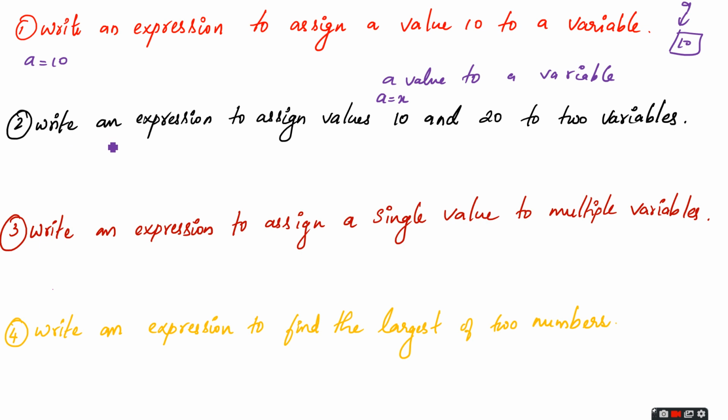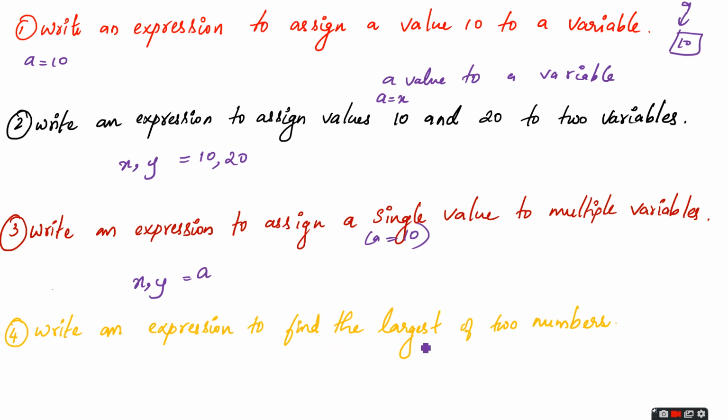That's it. Now next, write an expression to assign values 10 and 20 to two variables. That means I want to assign the value 10 and 20 to two variables. You can take the two variables as x and y, x comma y equal to 10 comma 20. Next, write an expression to assign a single value to multiple variables. So I want to assign a value 10 and assume that a is having the value as 10 here. So the name of the variable referring to 10 is a. So I want to assign a to two variables. So I can write like this, x comma y equal to a.